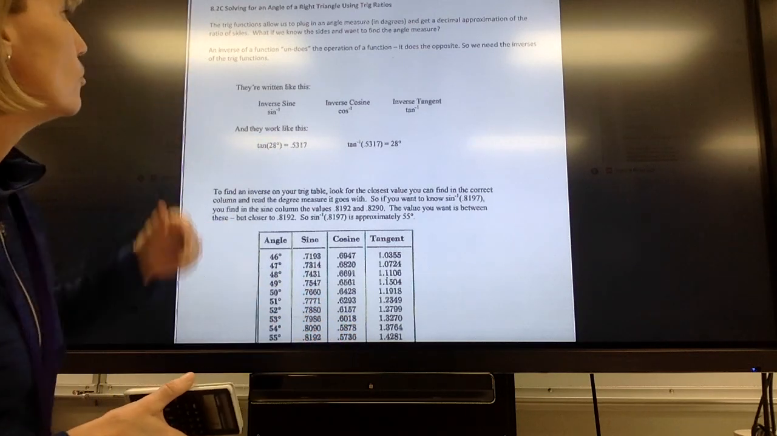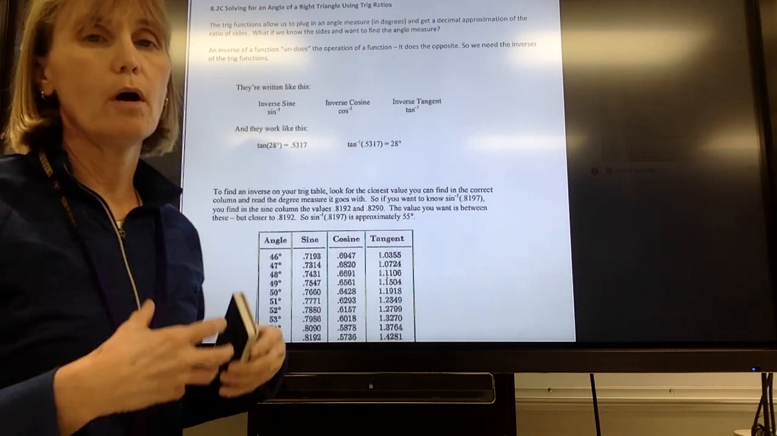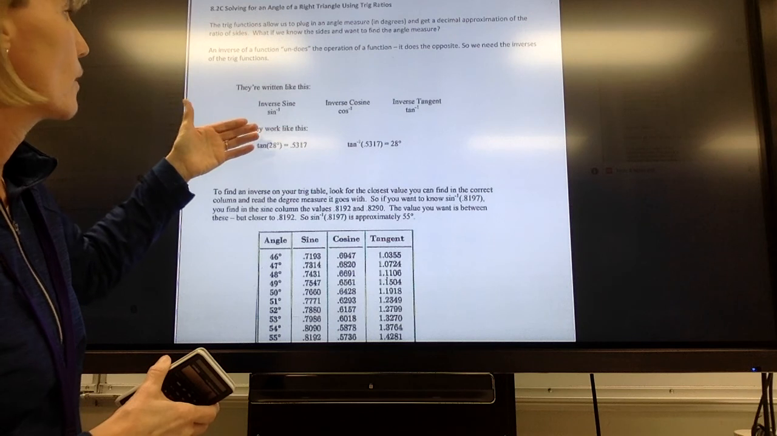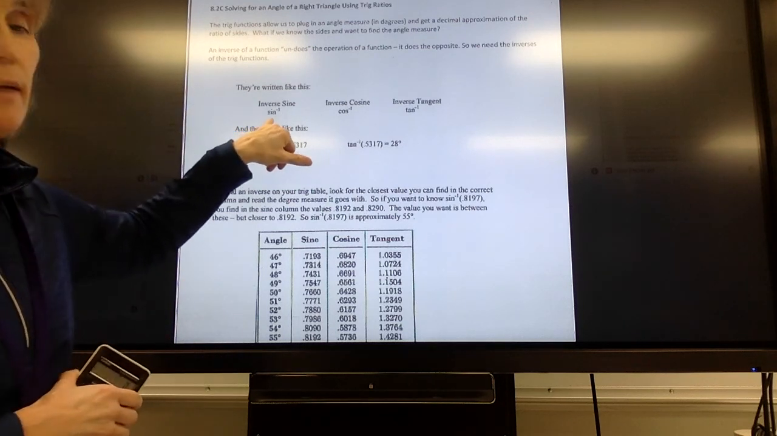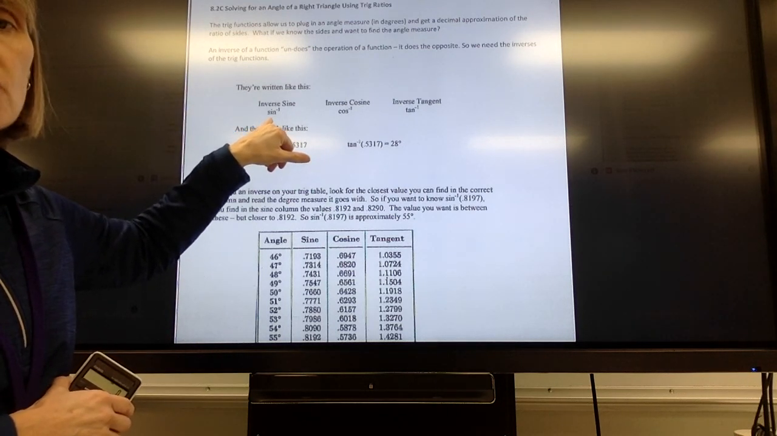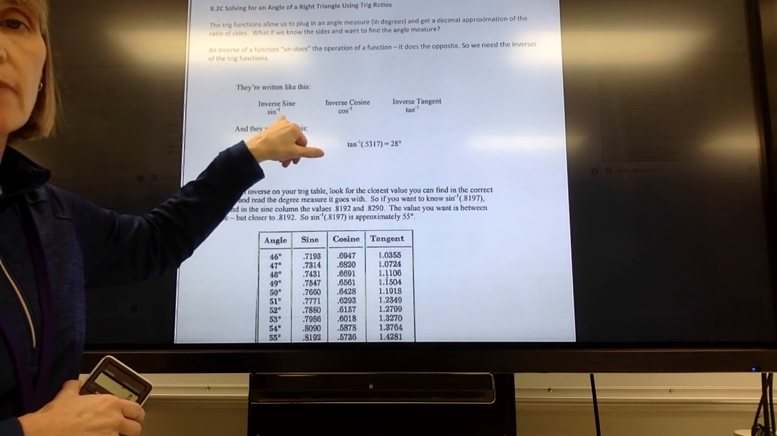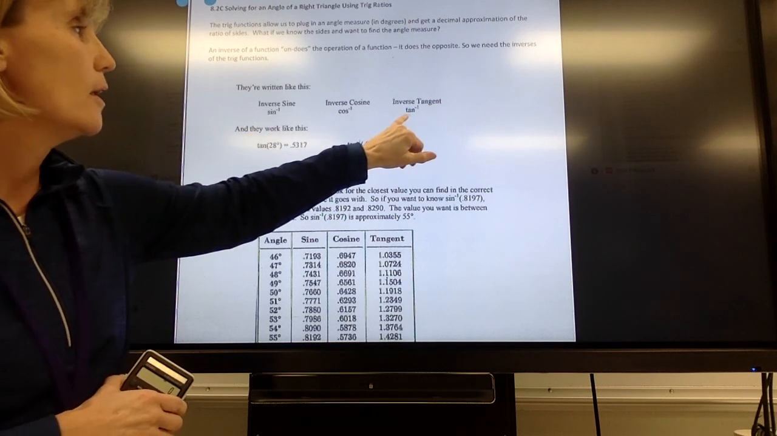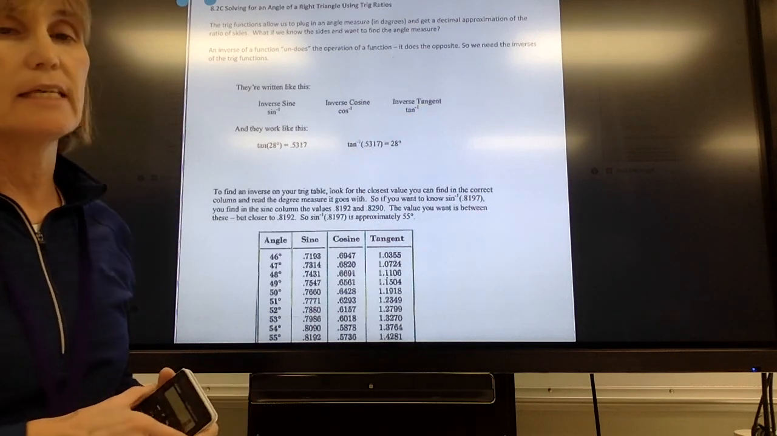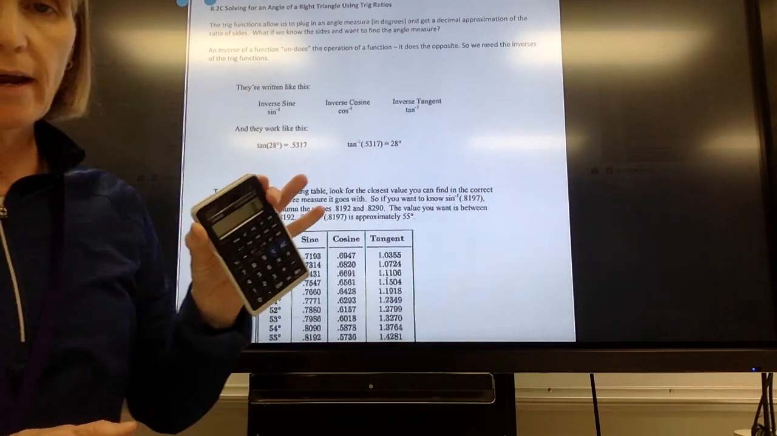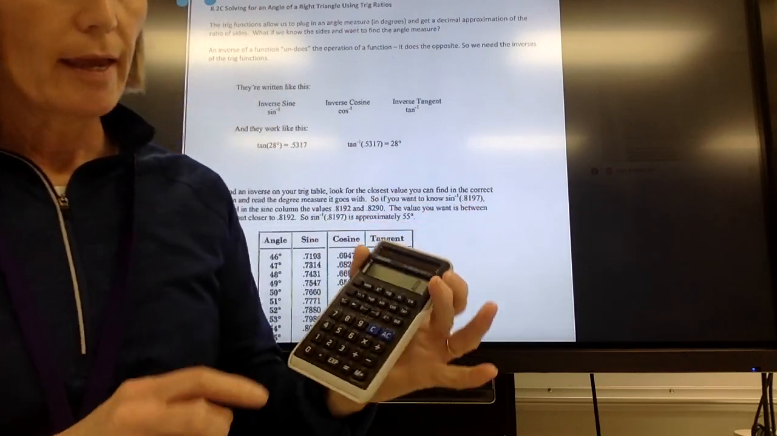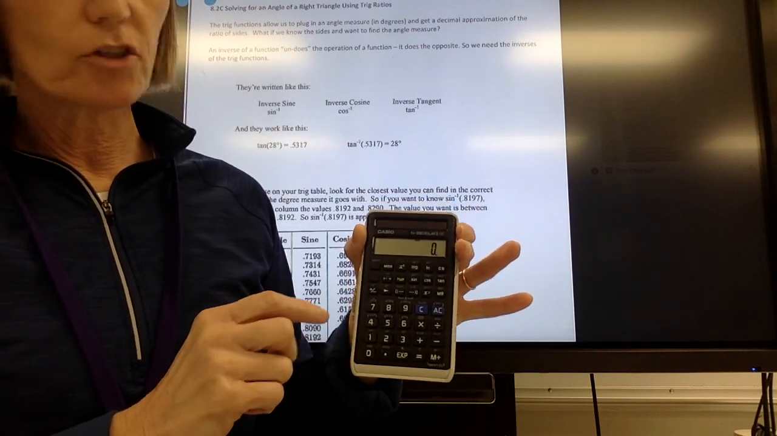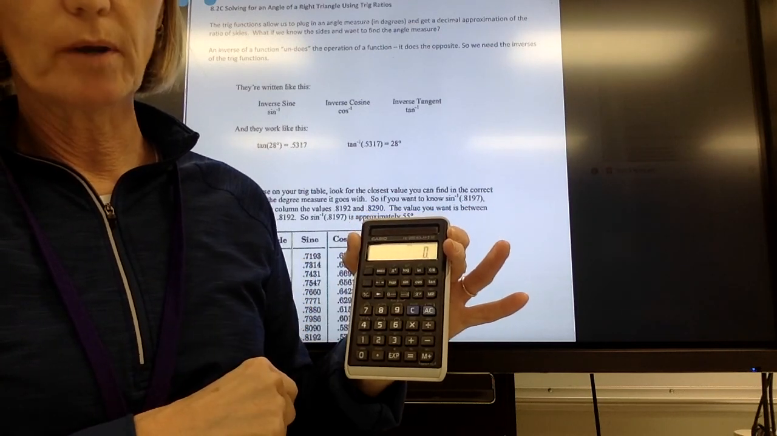Okay, so what we need to do is find something that's going to undo that ratio. In other words, we need the inverse. So the sine function has an inverse sine. It says sine with a little -1 by it. We have an inverse cosine, cosine with a little -1, and tangent with a little -1 is the inverse tangent. You also have those on your calculator as well, and you'll see the function with a little -1 by it. On my calculators, in order to access it, you do have to hit the shift button.